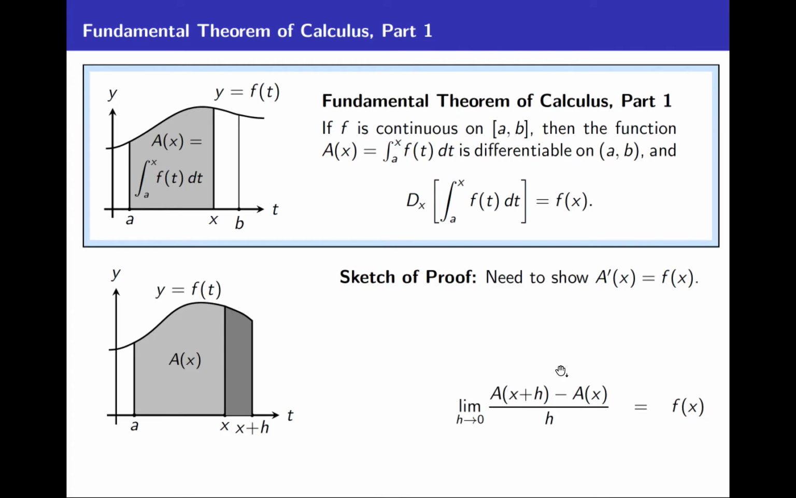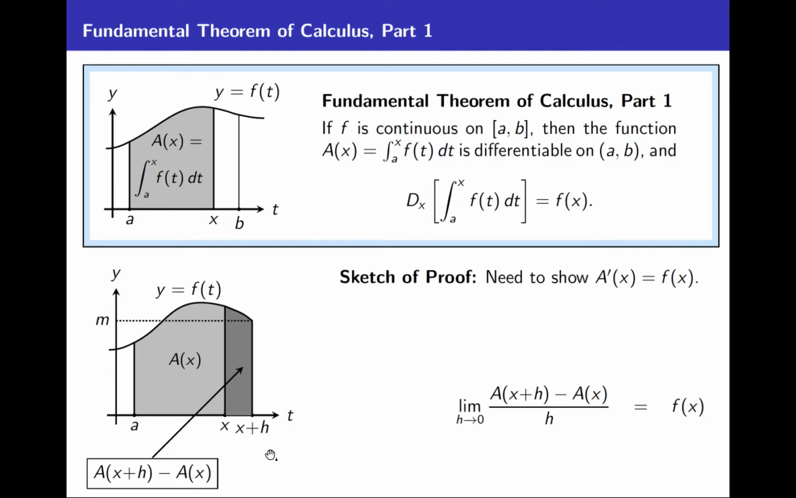In this numerator, we have a difference, A of x plus h minus A of x. And what would that be? This entire shaded region is A of x plus h, and the light shaded region is A of x. So the dark shaded region all by itself is A of x plus h, the entire shaded region, minus A of x, the light shaded region. So this difference in the numerator is equal to this dark shaded region right here.